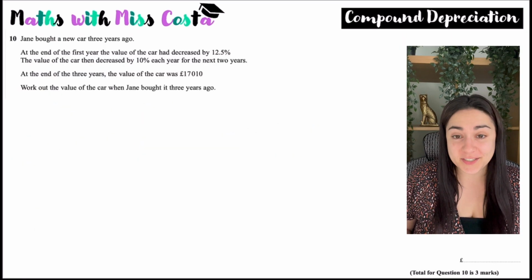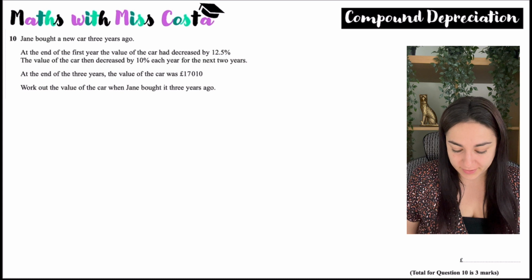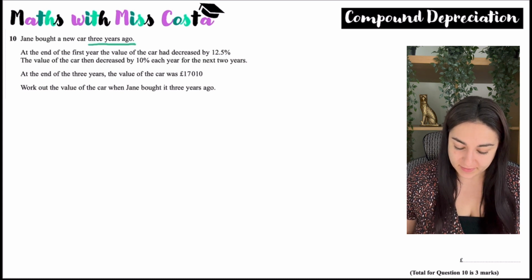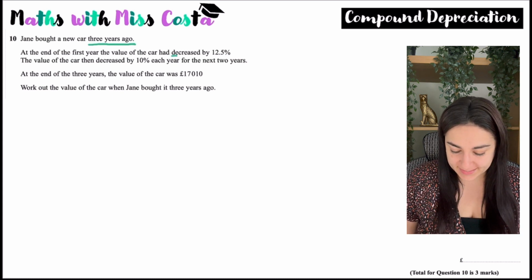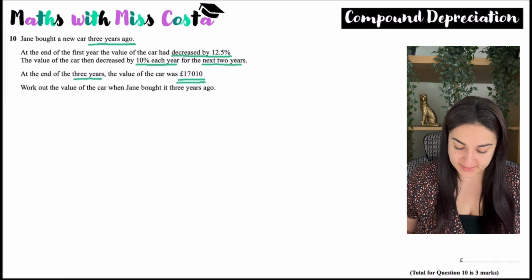Okay, so I'm told that Jane bought a new car 3 years ago. At the end of the first year, the value of the car had decreased by 12.5%. The value of the car then decreased by 10% each year for the next 2 years. At the end of the 3 years, the value of the car was £17,010, and I need to work out the value of the car when Jane bought it 3 years ago.